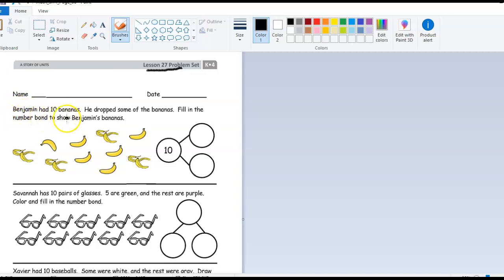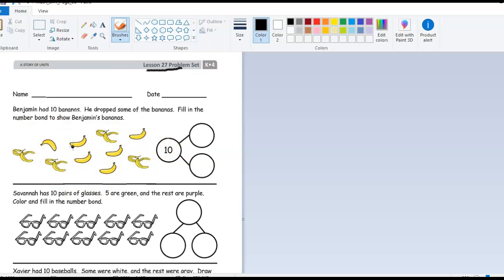Benjamin had 10 bananas. How many bananas? Yes, 10 bananas. He dropped some of the bananas. Fill in the number bond to show Benjamin's bananas. So, as the problem said, we have 10 bananas, and we know that 10 is our whole because that's how many we have all together.